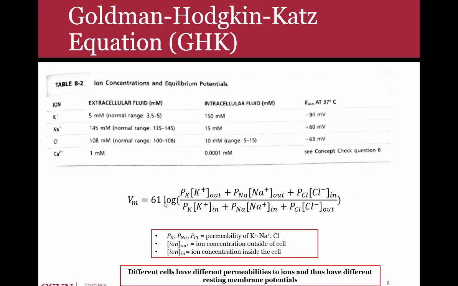It's basically 61 times log base 10 of this giant ratio here. On the numerator, you're going to have the permeabilities multiplying the concentrations of those ions on the outside of the cell, unless you're talking about the negative ions, over the denominator, which are the permeabilities times the concentrations on the inside of the cell, unless you're talking about the negative ions. Just make sure you follow this rule to calculate what the resting membrane voltage is for a given cell if you're given these different concentrations.